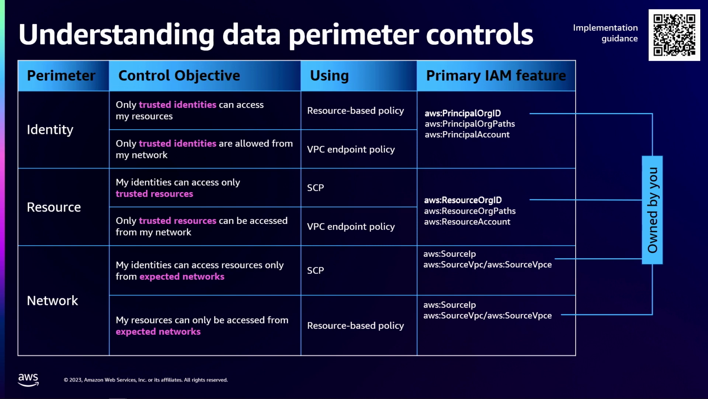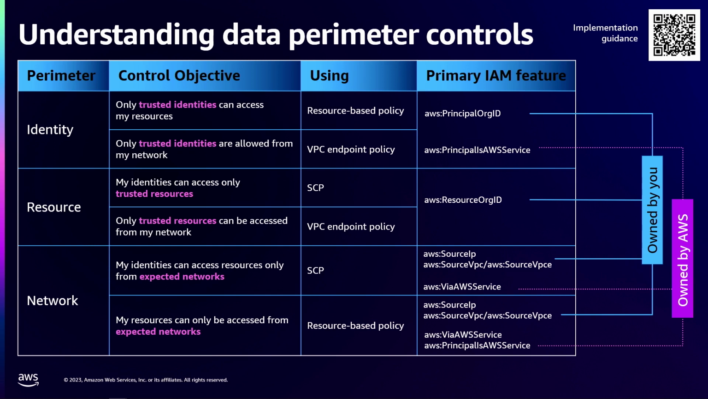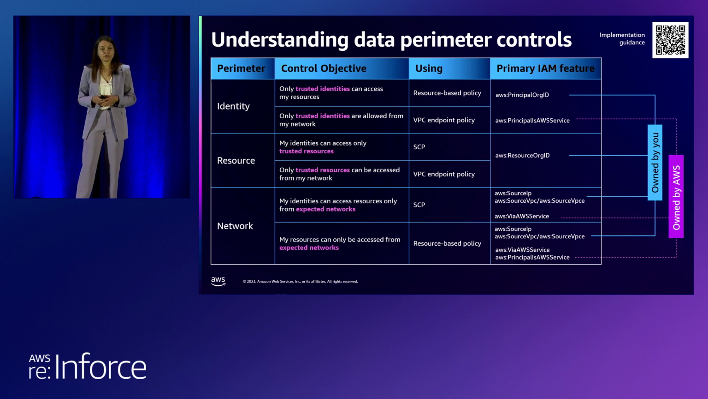And then you can use principal org path, principal account, resource org path, and resource account to build those smaller boundaries, where you will be specifying organizational unit ID and account ID to ensure that only those identities and resources can be accessed from within a specific portion of your environment. In addition to that, you will be using condition keys such as principal is AWS service and via AWS service to make sure that you can account for AWS services acting on your behalf in the definition of your trust boundary.